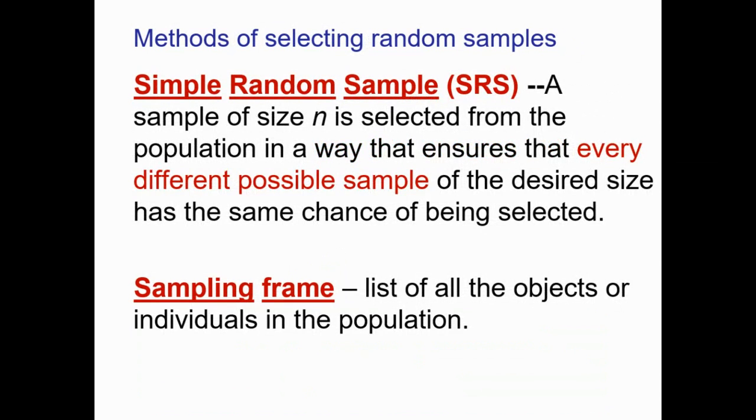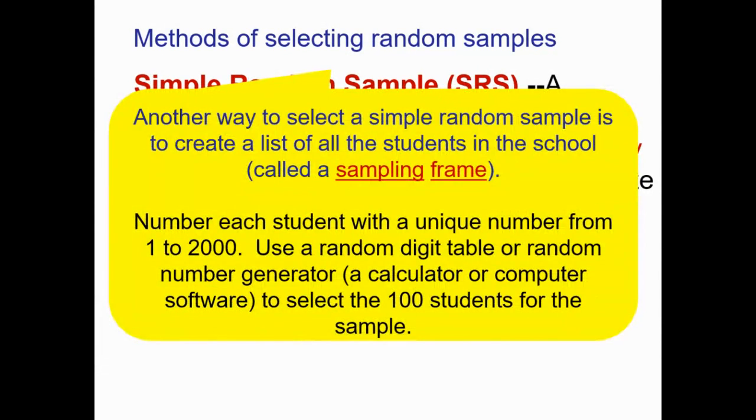Okay. So how do we get our sample? There's something called a sampling frame. It's the list of all objects or individuals in the population. So all 2,000, going back to our cell phone example, all 2,000 would be listed on that sample frame. So let's see, another way to select a simple random sample is to create a list of all students in the school called the sampling frame. We already said that.